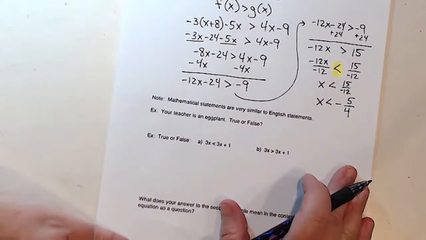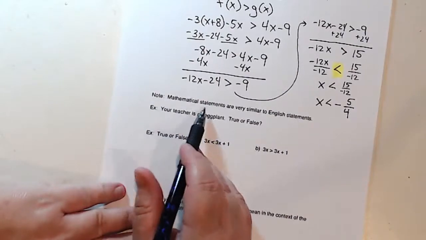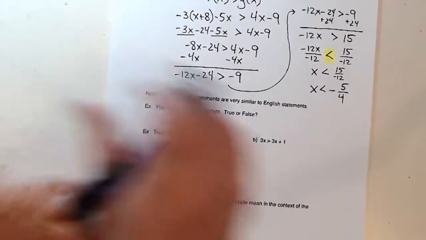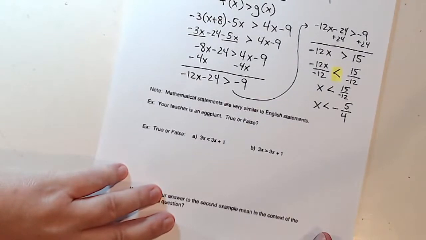Next up, some weird philosophy stuff. A note: mathematical statements are very similar to English statements. They can be false. I mean, they're cooler than English statements, but your English teacher doesn't want to admit to it, so we can just know it.